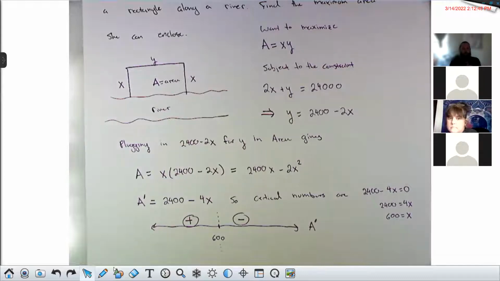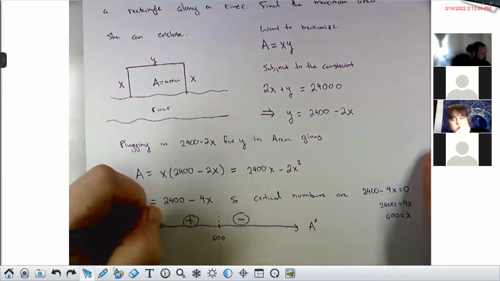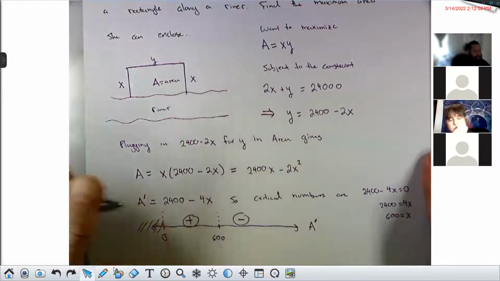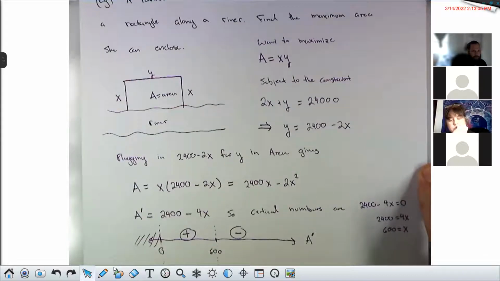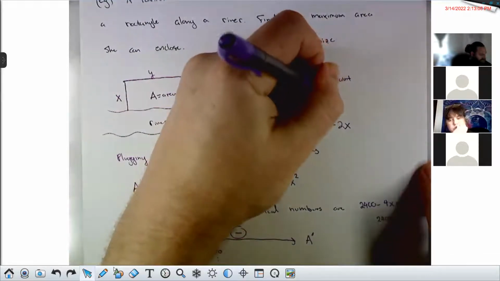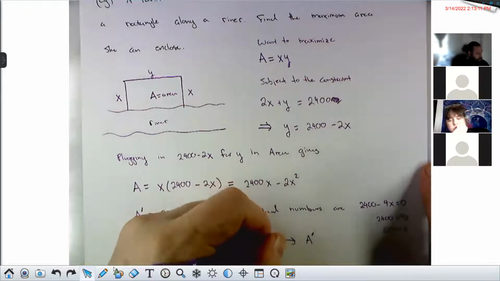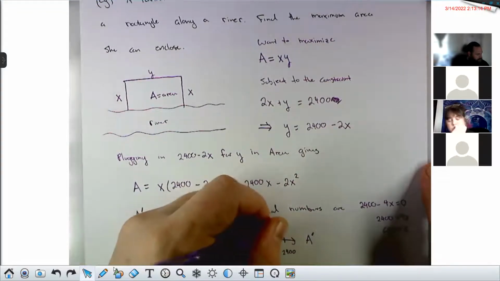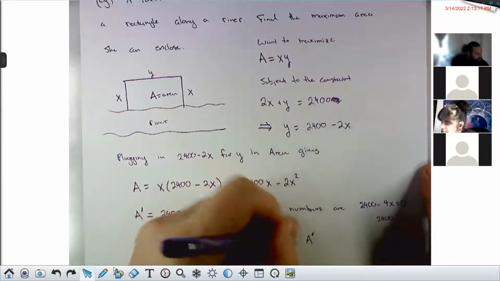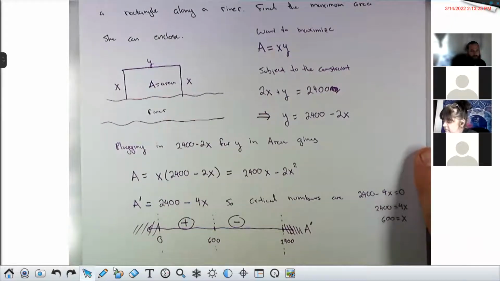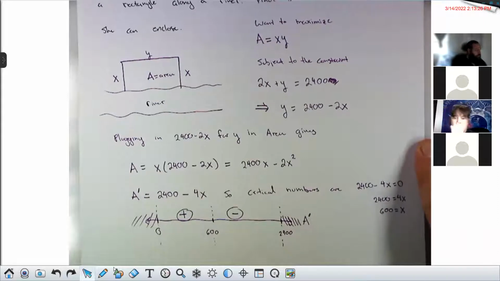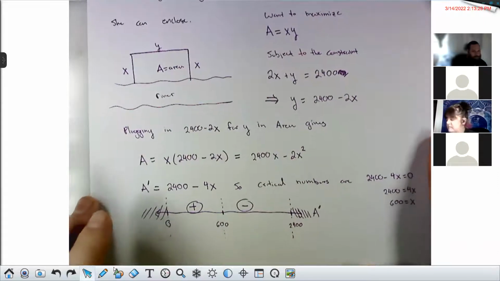You do want to think about what is a reasonable domain for this thing. That's important. So it's worth noting here that to the left of 0, I'm not interested, right? I'm not building a paddock with 0 feet of fence. And to the right of 2400, I wrote 24,000 here, didn't I? It's 2400, sorry. To the right of 2400, I'm also not interested because I only have 2400 feet of fencing to play with. So when you get to this step and you're making your number line, I think it is wise to consider your domain. So the values of x for which this thing makes sense are 0 to 2400.